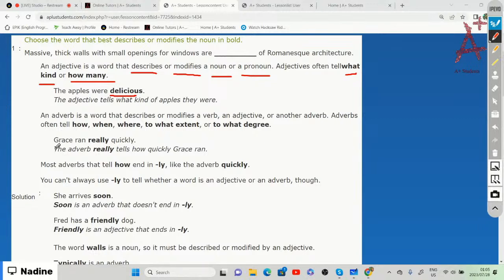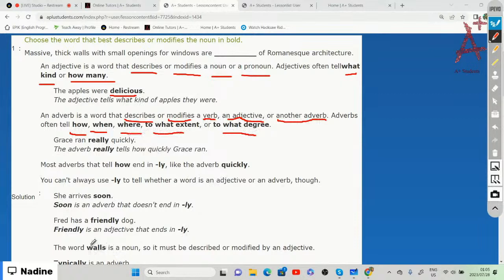Then we have an adverb. An adverb is a word that describes or modifies a verb, an adjective, or another adverb, right? So adverbs again often tell us how, where, to what extent, or to what degree.